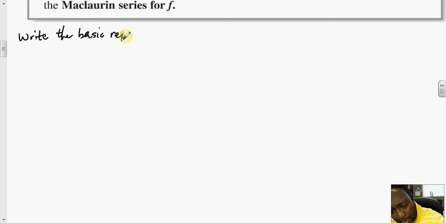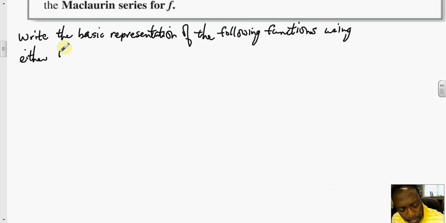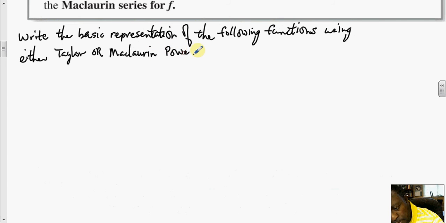The basic representation of the following functions using either Taylor or Maclaurin power series.